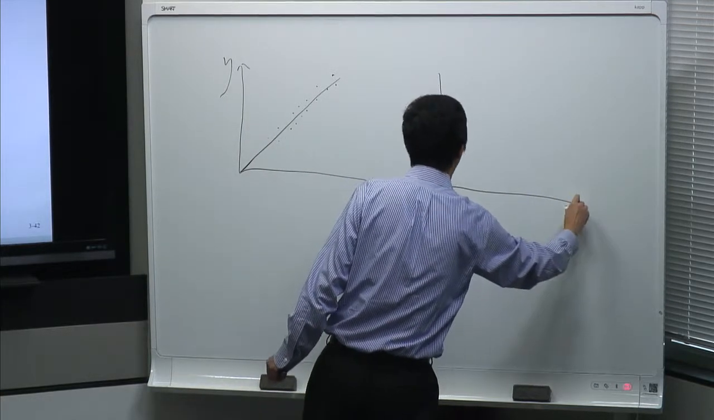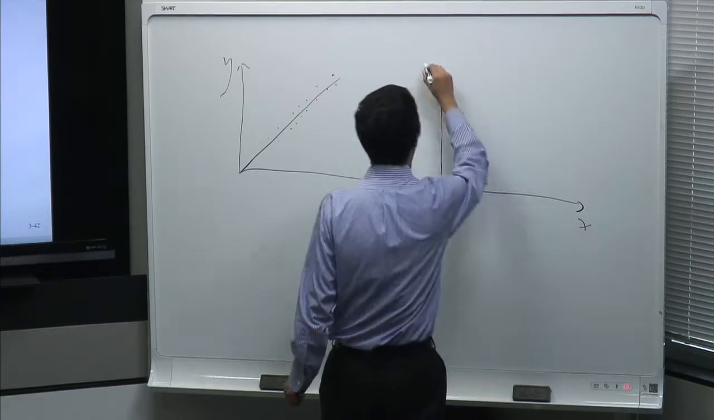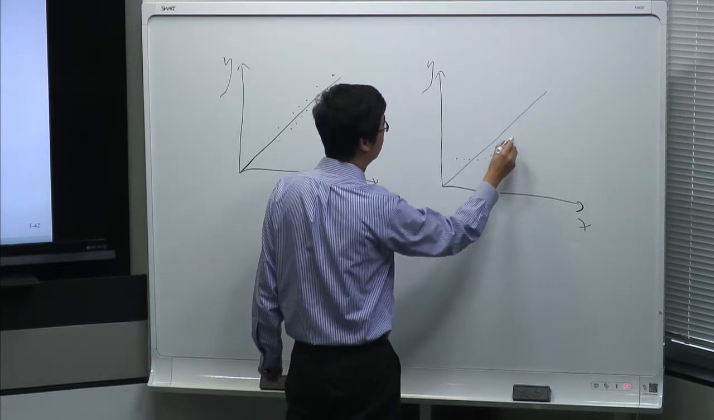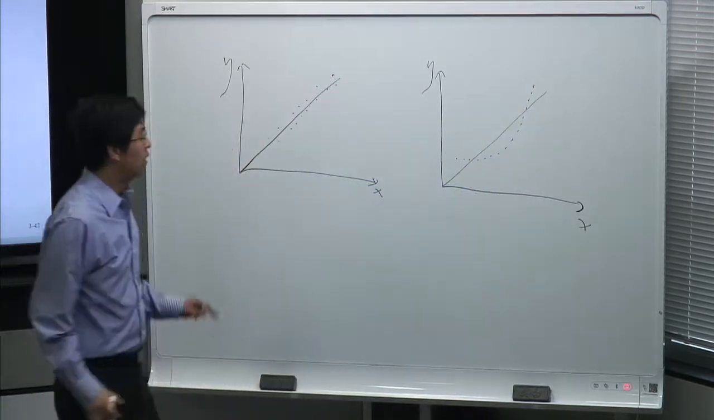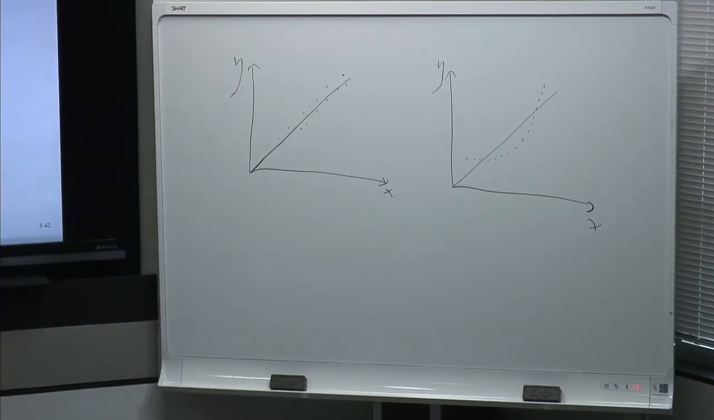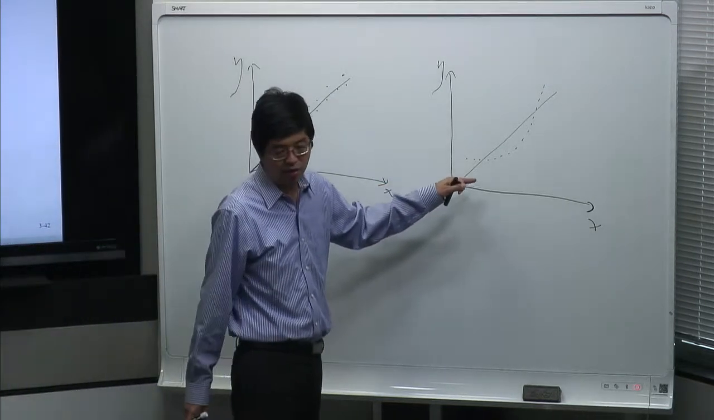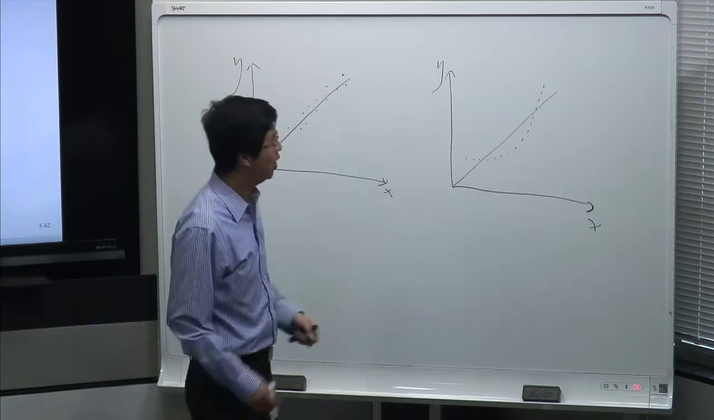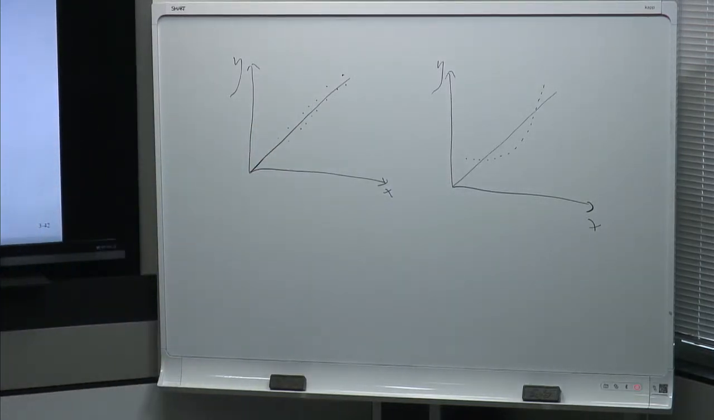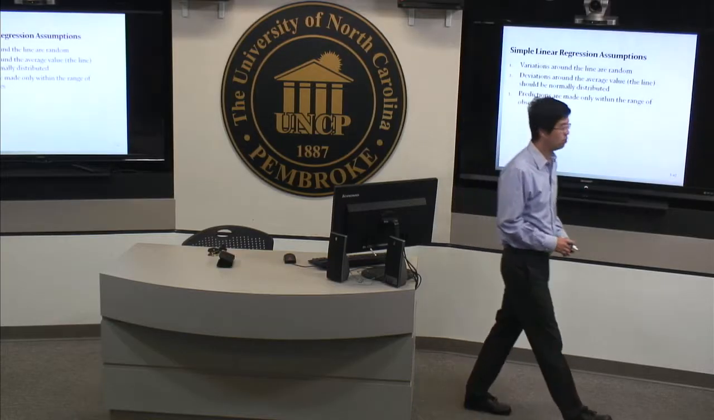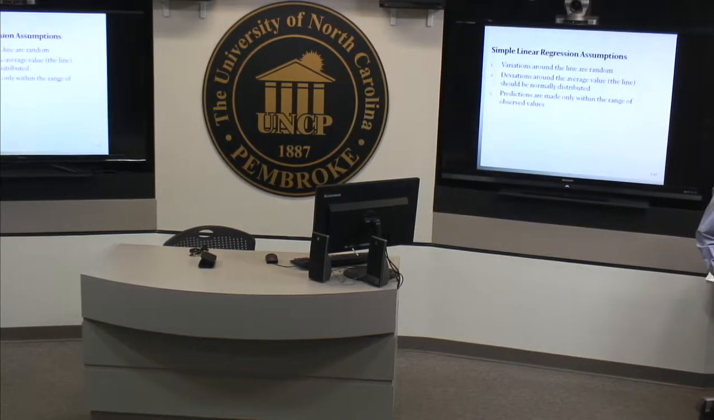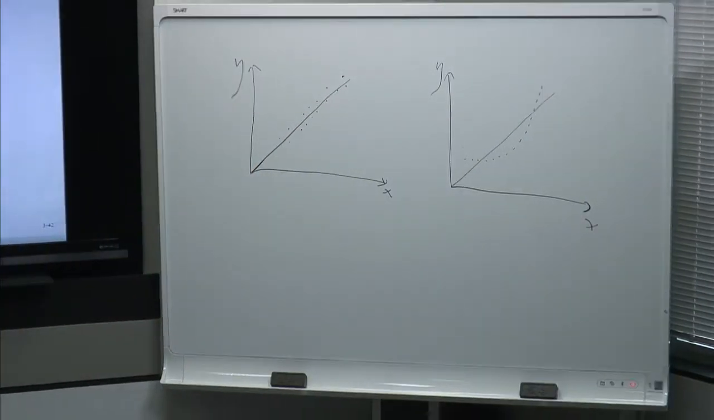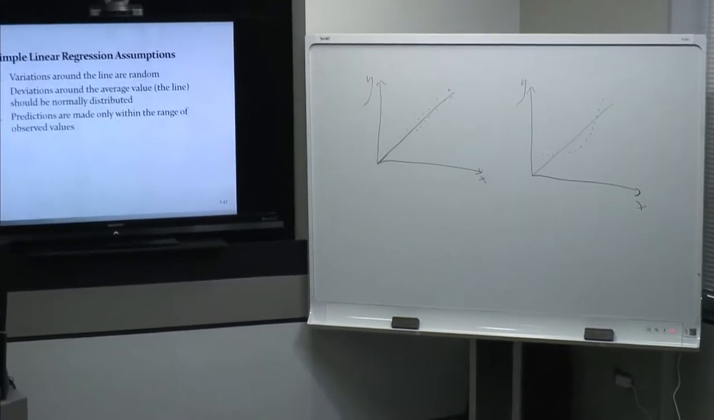If the variation is not random, let's see. Okay, we fit a line, but let's look at the variation. If those dots are the observations, maybe you still have a pretty good R square, but obviously a curve should fit this pattern better than a straight line. It already violates this assumption because the variation is not random. First it's always above the line, then the middle part is below the line, and then above again. So it's not random.